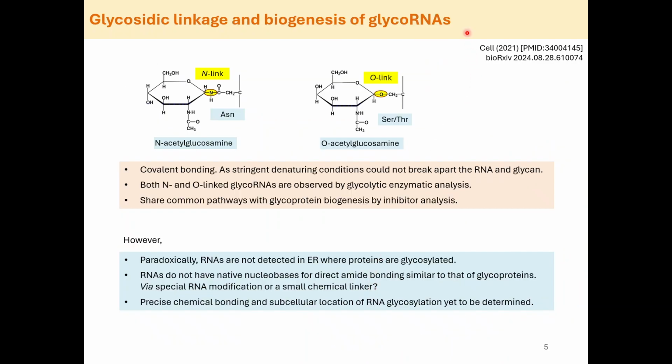The biochemical nature of the glycoRNAs was further characterized. The glycan and RNA in glycoRNAs are covalently bonded, as the stringent denaturing conditions of boiling and Trizol extraction could not separate them. Both N- and O-linked glycoRNAs are observed, as determined by glycolytic enzymatic analysis. RNA and protein glycosylation share common glycosylation machinery. However, RNAs are not detectable in the endoplasmic reticulum, a major site of protein glycosylation. RNAs do not have nucleobases similar to asparagine or serine or threonine groups for direct N- or O-link formation, so the precise chemical bonding and the subcellular location of RNA glycosylation are yet to be determined.